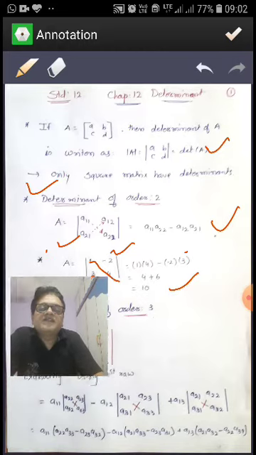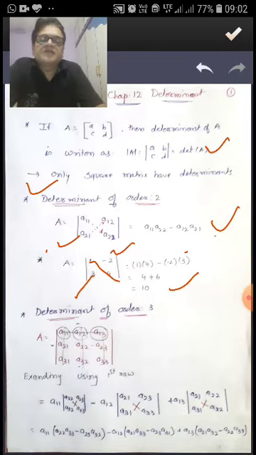Now how can we find the value of 3 cross 3 determinants? So determinant of order 3. Determinant of order 3 is a 3 cross 3 matrix a11, a12, a13, a21, a22, a23 and a31, a32, a33. Now we can find the value of this determinant by using any row or any column. Suppose by using the first row, second row, or third row, but first we are using the first row. Then I will teach you how to find the value of the determinant using the other rows.